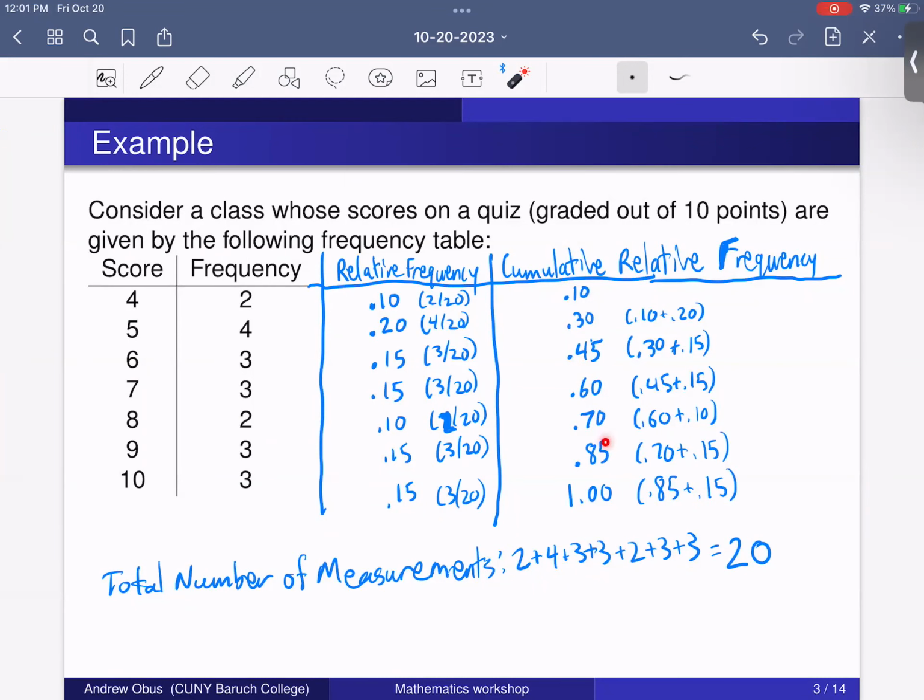Okay, so if I see 0.70 as a cumulative relative frequency and it's in the row for 8 as the score, that means the 70th percentile is going to be about 8. So in this case, it's actually a little bigger than 8. It's 8.7, but it's a rough guide. Okay. So the 30th percentile should be about 5, right?